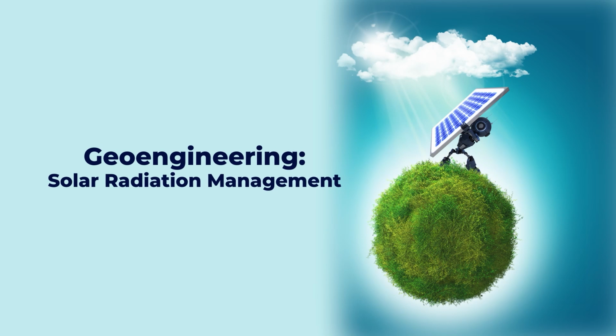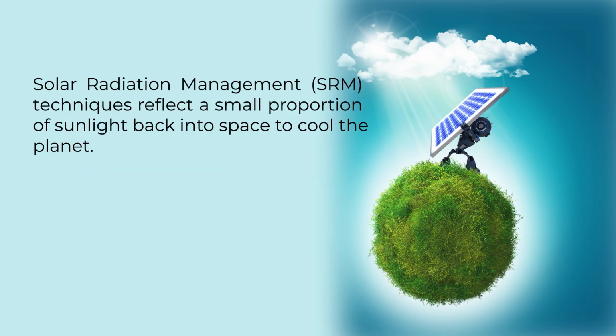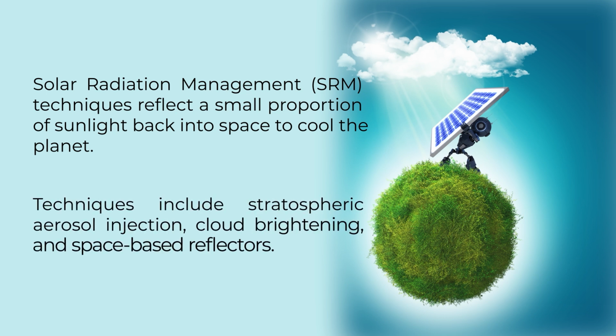Next is geoengineering, solar radiation management. Solar radiation management, also known as SRM, is a technique of reflecting a small amount of sunlight back into space rather than capturing it in the atmosphere, so as to cool the planet. Techniques include stratospheric aerosol injection, cloud brightening, and space-based reflectors.